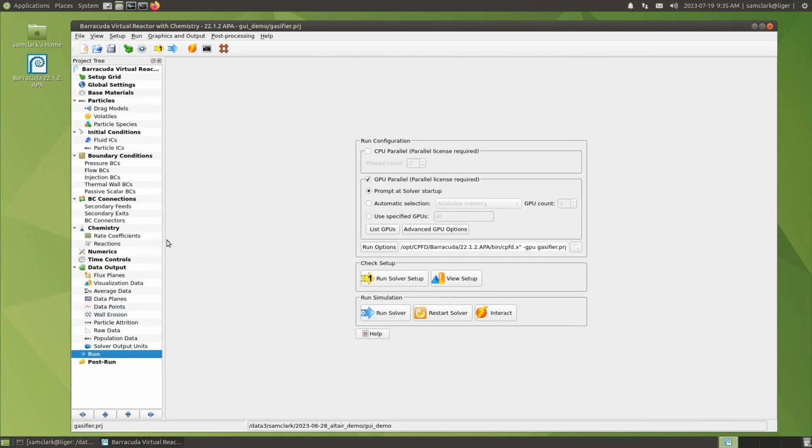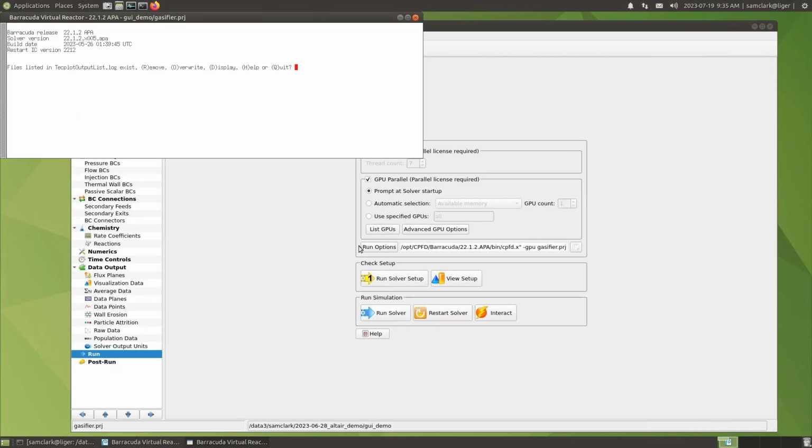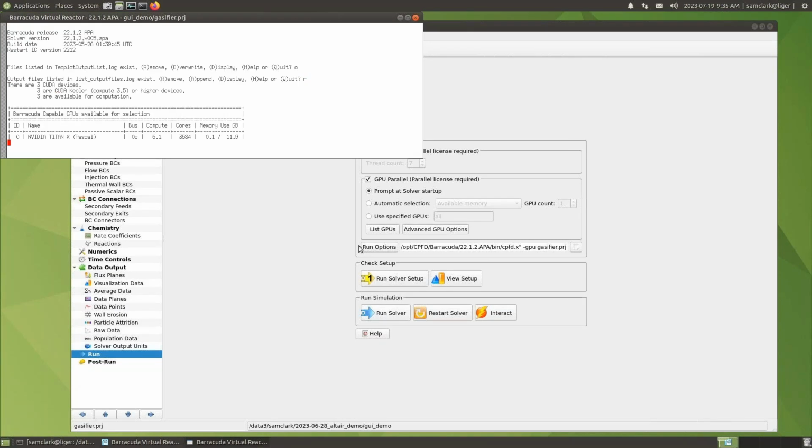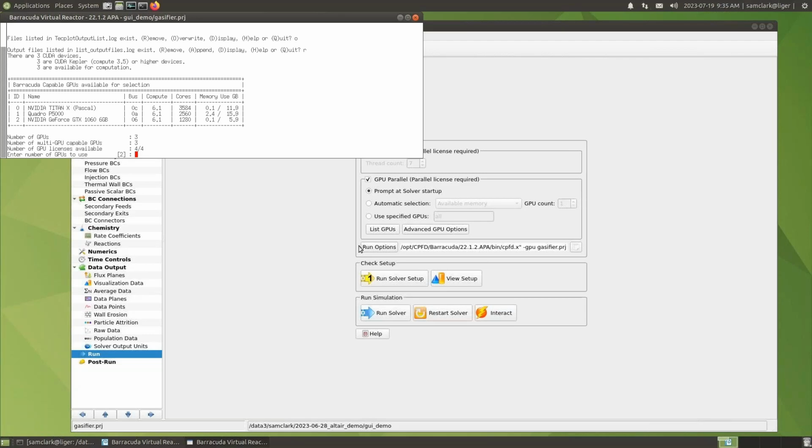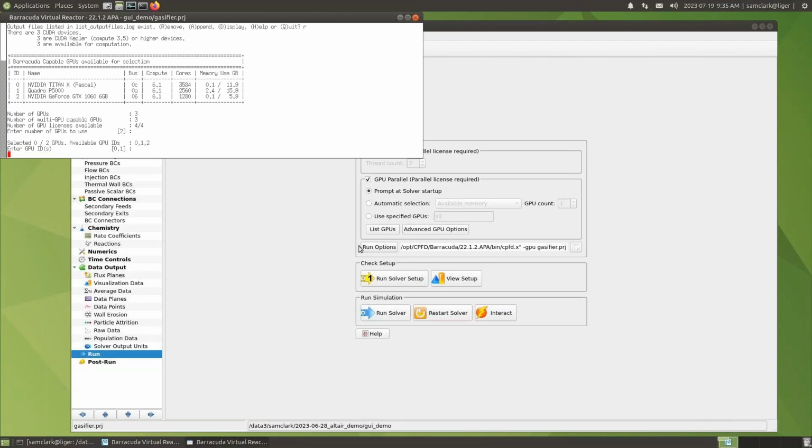If we jump down to run, as I mentioned, if you walk down the tree and you get to this point, you should be in good shape for running a simulation. As Peter pointed out, Barracuda supports GPU parallel calculations, and the vast majority of our users do this because it can make your simulations run so much faster if you accelerate it with a GPU. So I'll go ahead and start a simulation here. I'll start it in multi-GPU mode just to illustrate this.